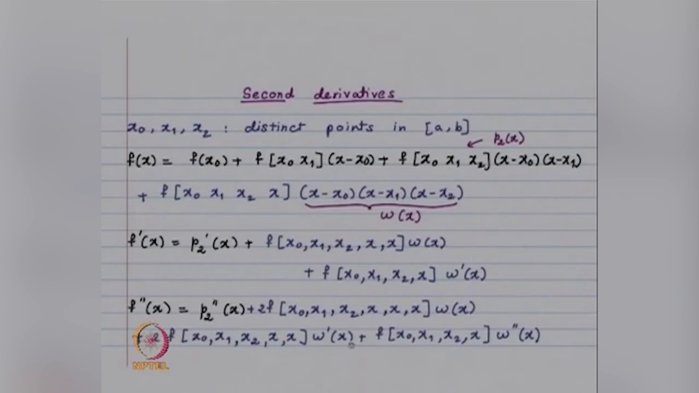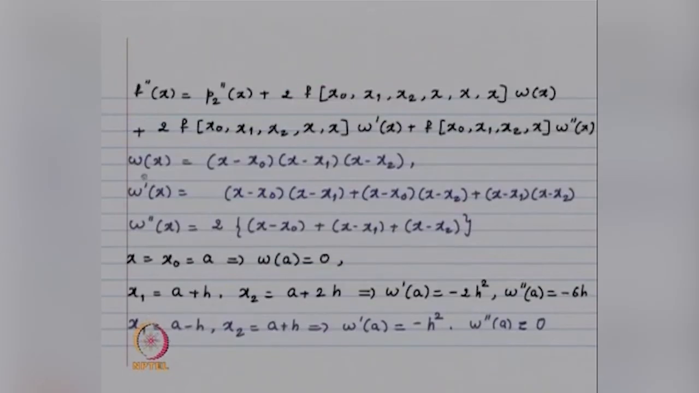And lastly, this divided difference multiplied by w double dash x. So, f double dash x is approximately equal to p 2 double dash x, and this is going to be the error term. W dash x will be given by three terms: x minus x 0 times x minus x 1, plus x minus x 0 times x minus x 2, plus x minus x 1 times x minus x 2, and the second derivative is given by this formula.